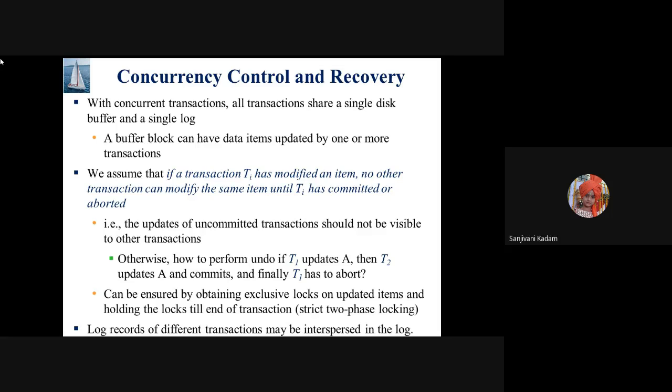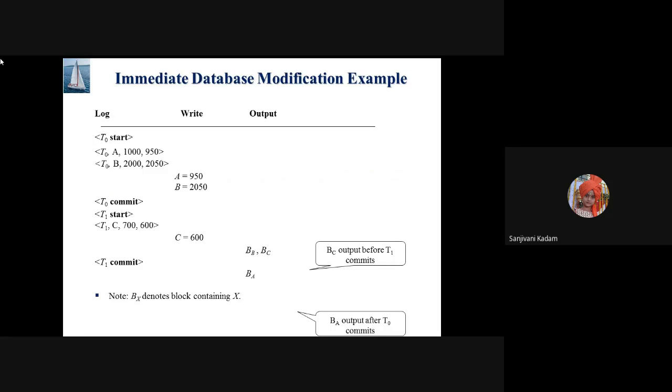So log records of different transactions may be interspersed in the log. This last statement means that if the T0 start record is there, it is not mandatory that before T0 commit, no other transaction can start execution. No. T0 started, then Ti can start. Before T0 commit, any transaction can be started or committed. It means any transaction which started before T0 also. Interspersed means that in between the transaction start and transaction commit, other records can be there.